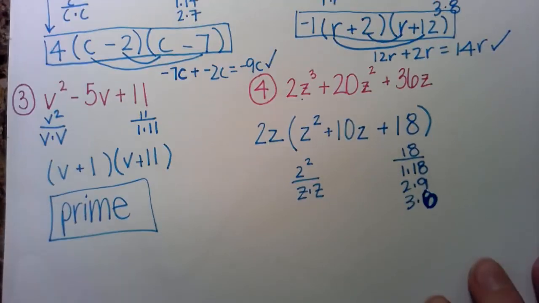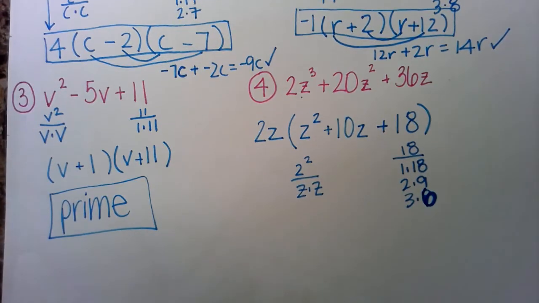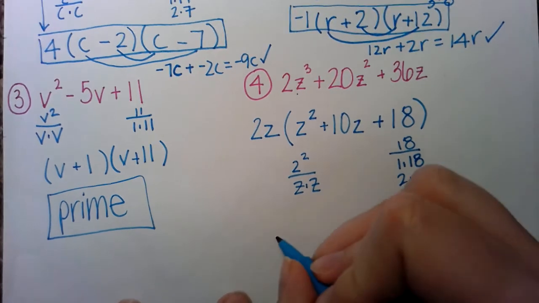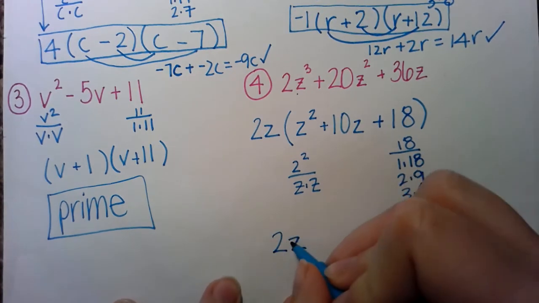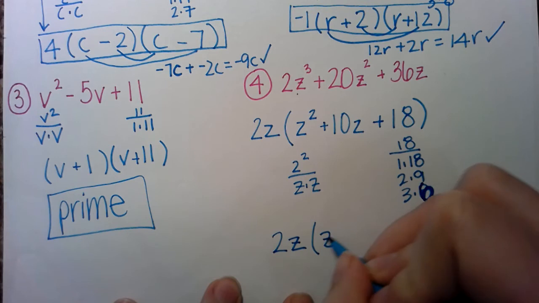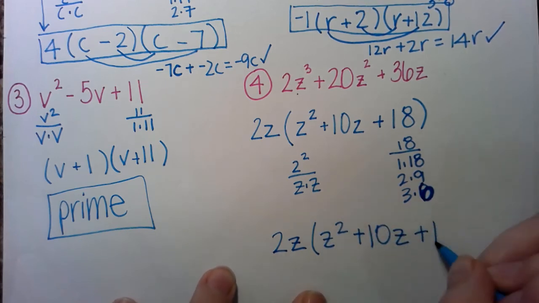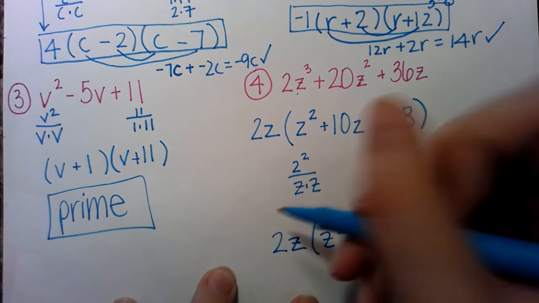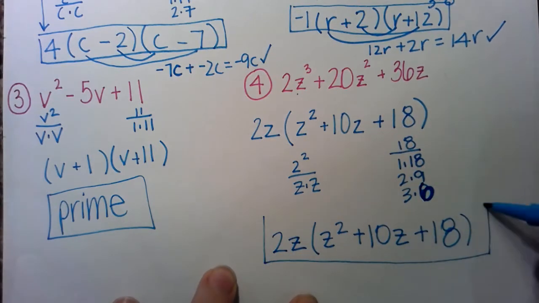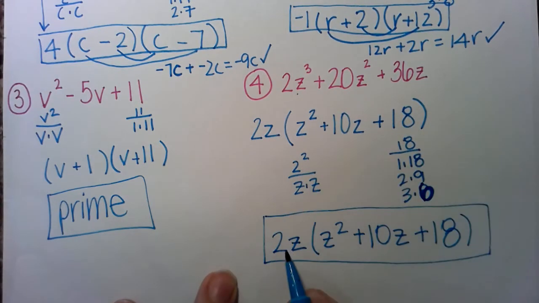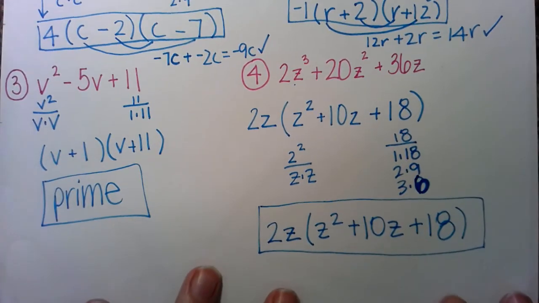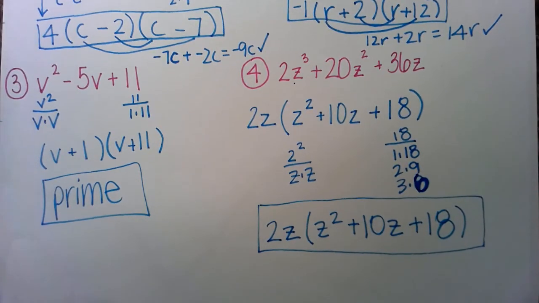Some of you might think to yourself, okay, this is going to be prime. It actually isn't, because this is going to be your final answer. Because we took out a GCF in the beginning, this is actually your final answer because you did factor it, so it's not considered prime. Because you were able to take out a GCF, that counts as factoring, so that would be your final answer.